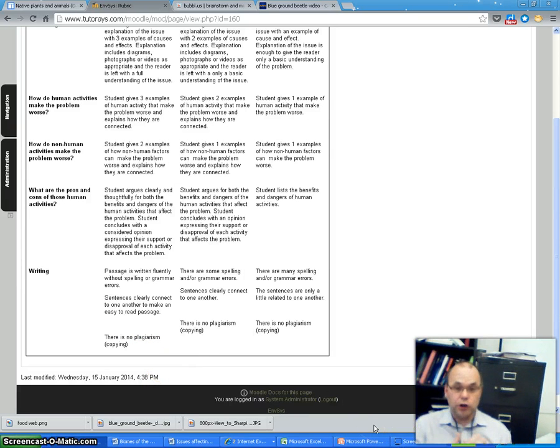So, go choose your 3 environmental problems in your park, find out about them, and then explain on a page on your website the causes, the effects, how people are making it worse, and so on and so on.